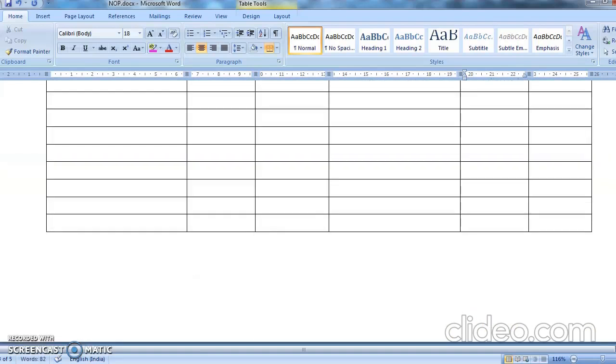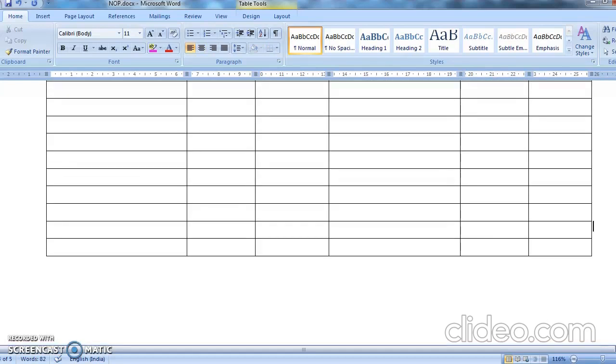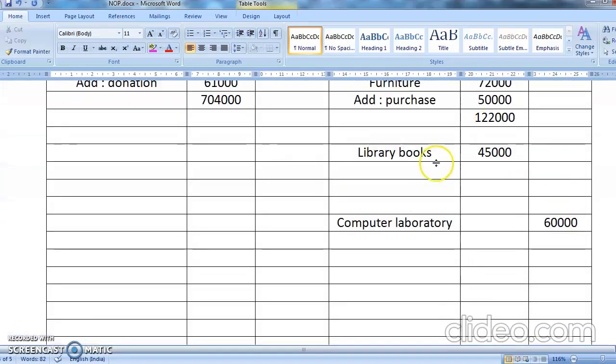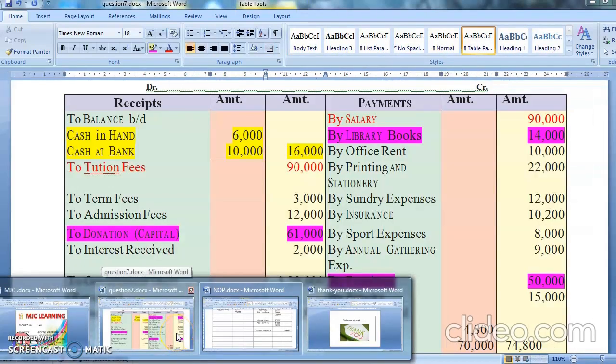And then the second thing, library books were also purchased. So here also add purchases. Library books were purchased for 14,000. So the total of these two is 59,000. Okay, students, so we have done two in capital expenditure, library books and furniture, and all others are your revenue.